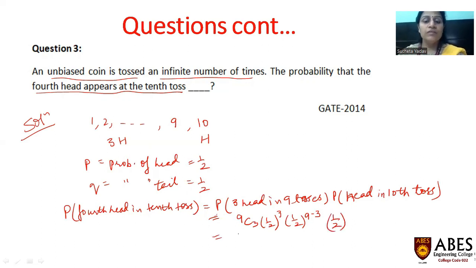So we can calculate this value: 9C3, 1 by 2 to the power 3, 1 by 2 to the power 6, into 1 by 2. We can calculate this value to get the probability of the 4th head in the 10th toss.